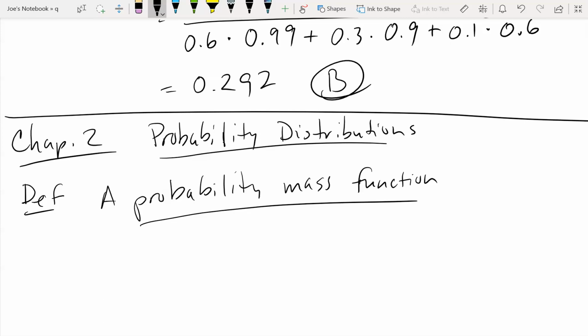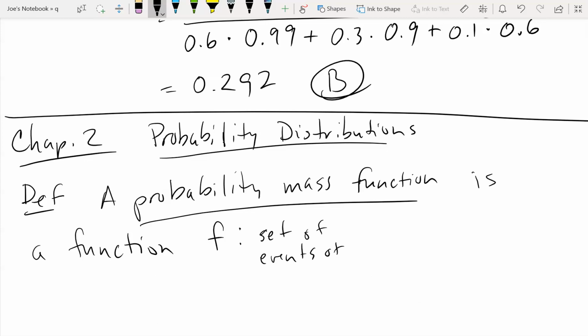So the probability mass function is a function. I'll call it f. This function goes from the set of events of an experiment. That's your domain. To the interval from 0 to 1.